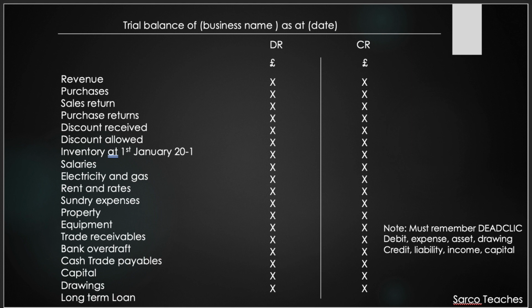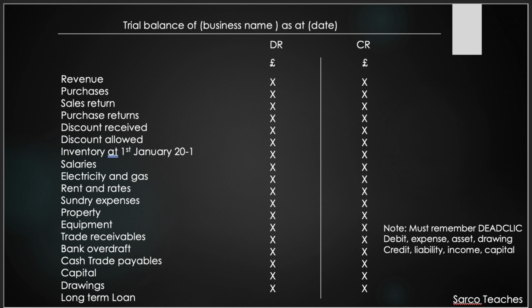But remember, I've written a note on the right side of your screen. It says must remember DEAD CLICK. DEAD CLICK basically tells us where to put the number value on the trial balance. So on the debit side, DEAD, D-E-A-D. E stands for expense, A stands for assets, and D stands for drawings. So purchases. A purchase is an expense, so we would put it in the debit side.